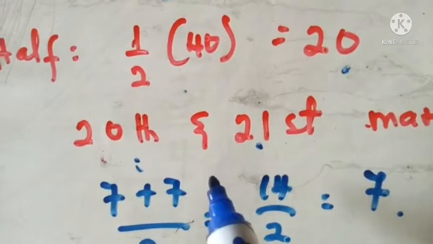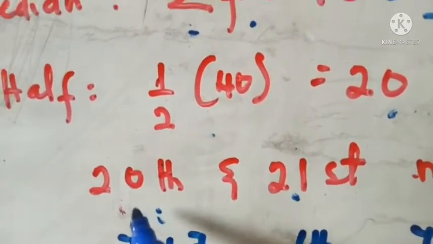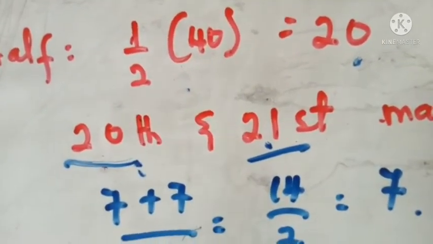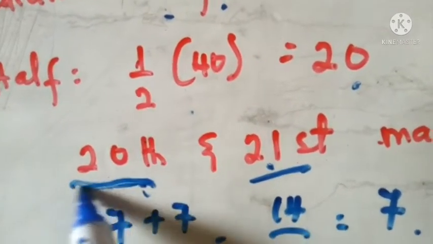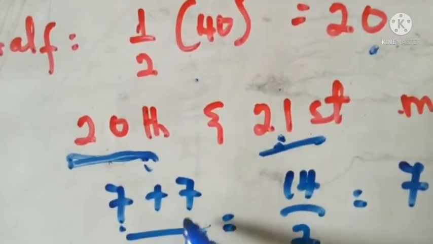So what I have to do is go to the frequency, then start adding the frequencies until you get to the 20th and the 21st mark, right? From the table you can see that when we are adding from the top, the 20th mark will be 7, and then the 21st mark will also be 7, right?